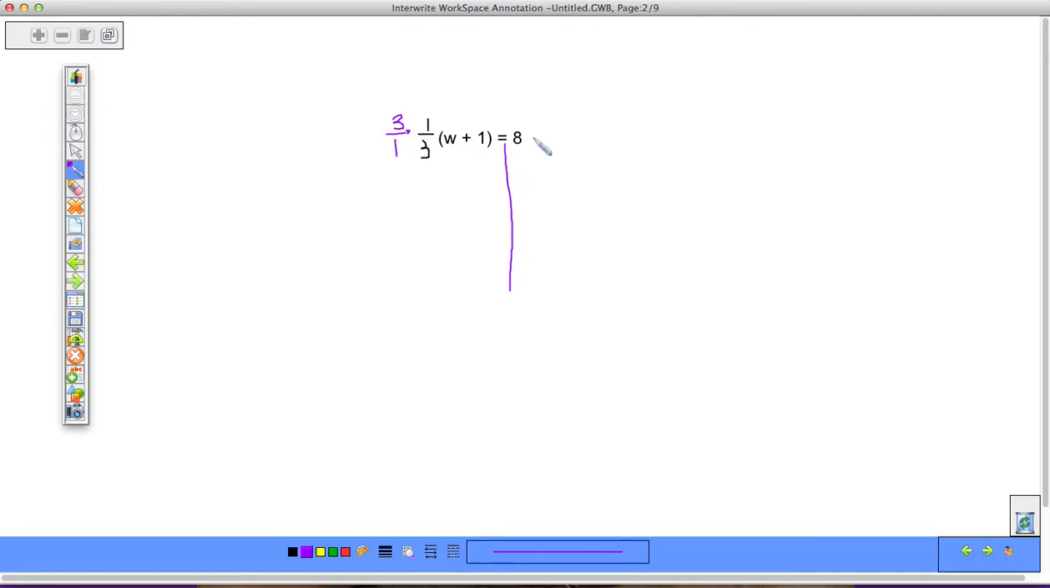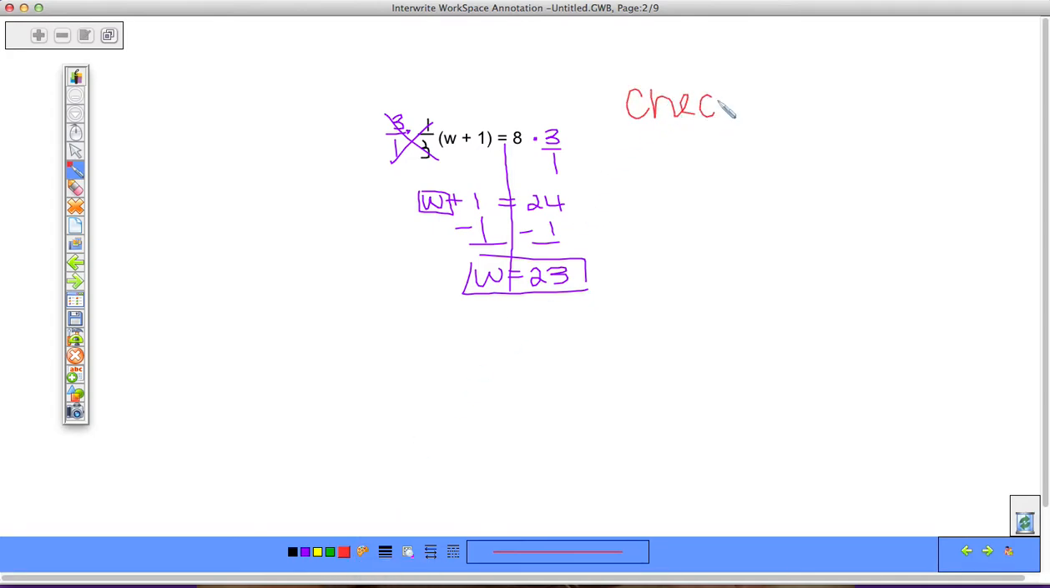Here's my algebra wall. And by doing that, we cancel the fraction on this side to make w plus 1. And on the right side, 8 times 3 is 24. Now, to get w by itself, all you have to do is subtract the 1 over. Remember, the opposite of addition is subtraction, and we're left with w equals 23. We're done. Now, don't forget on your test to check every single time.